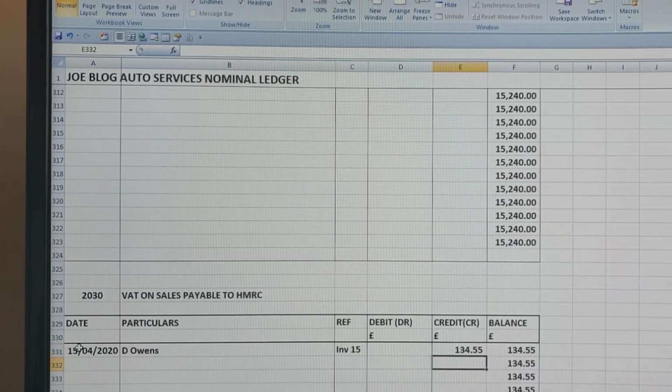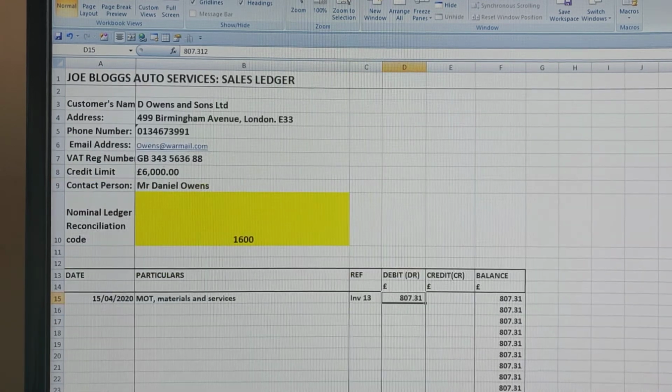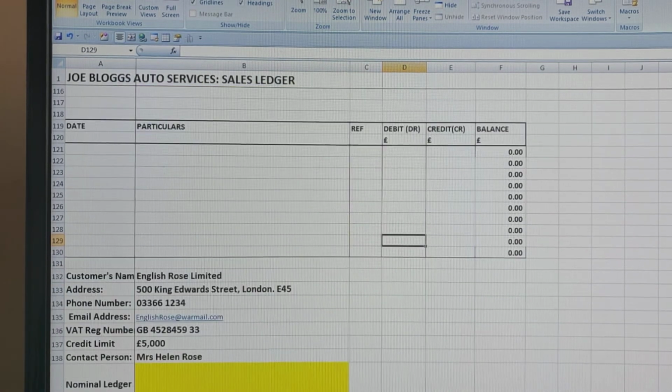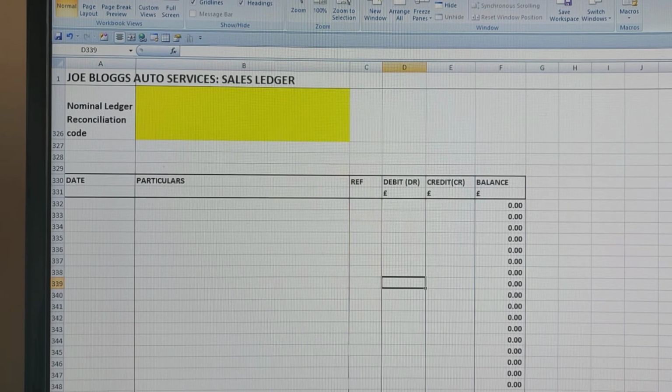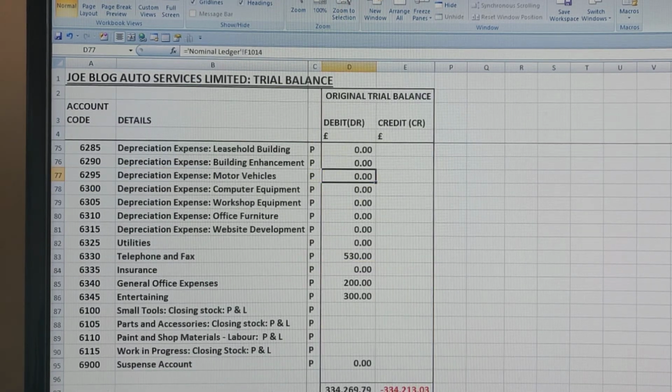134.55. So let us look at what has happened here. Where is our TB? First of all, the balance on the debtors control account is 807.31. And what does the sales ledger say? 807.31. So the two ledgers are communicating correctly. Now, what about the trial balance itself? The trial balance itself is £56.76 out. Why is that the case?